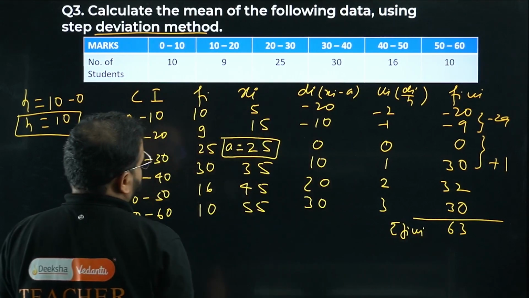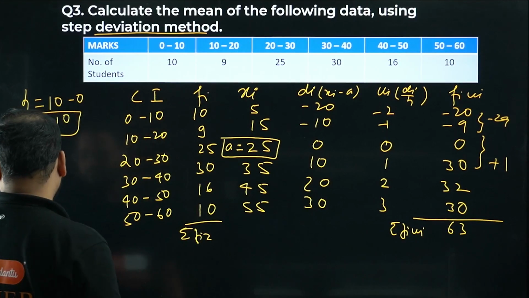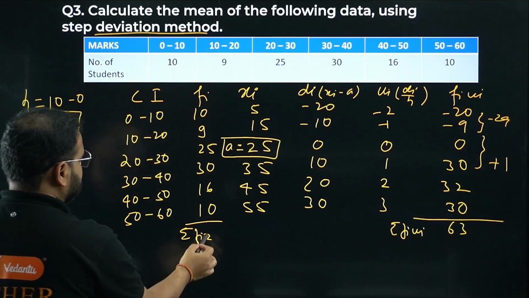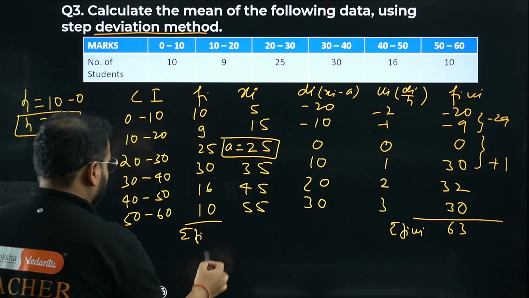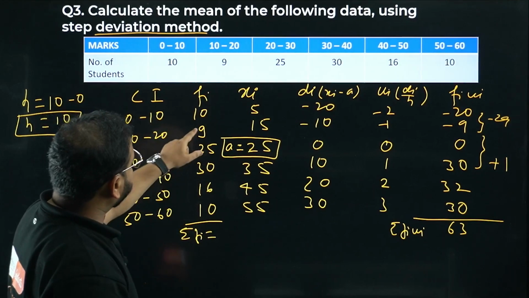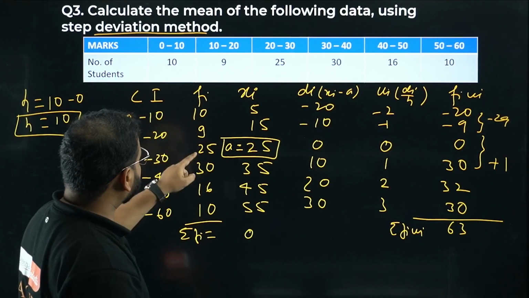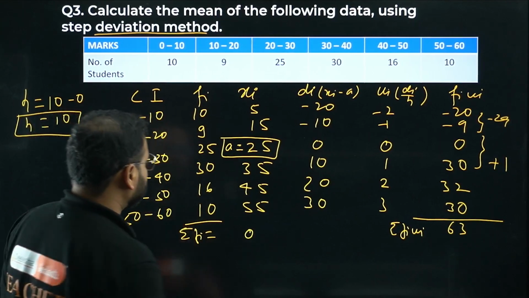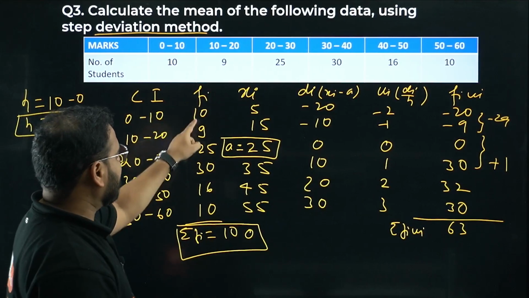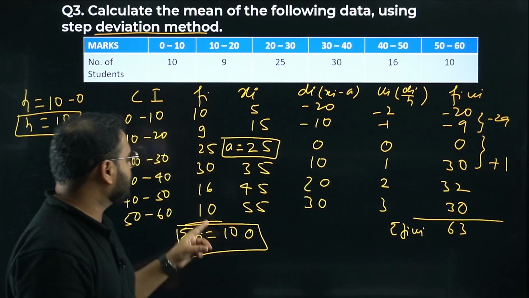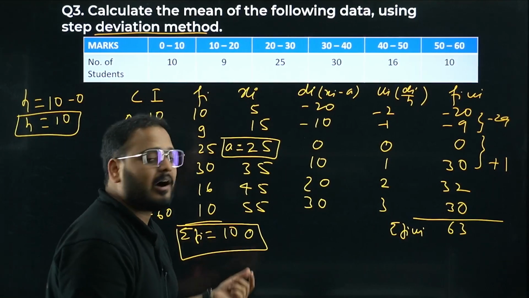I also need sigma Fi. Check this out. Have a look. Let's add it. What do I get? 9 plus 5 is 14, plus 6 is 20. Carry is 2. 2 plus 1 is 3. 3 plus 1 is 4. 4 plus 3 is 7. Plus 2 is 9. Plus 1 is 10. So 100 is my sigma Fi.